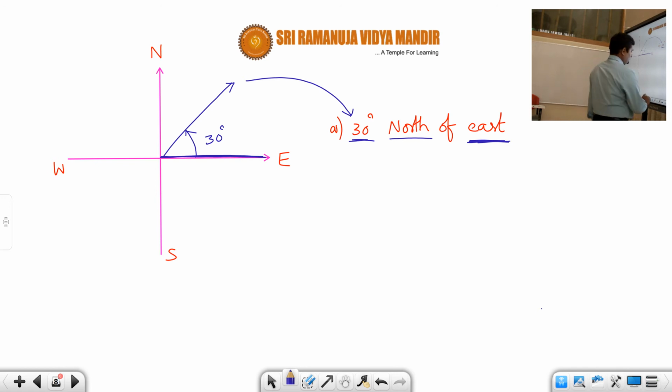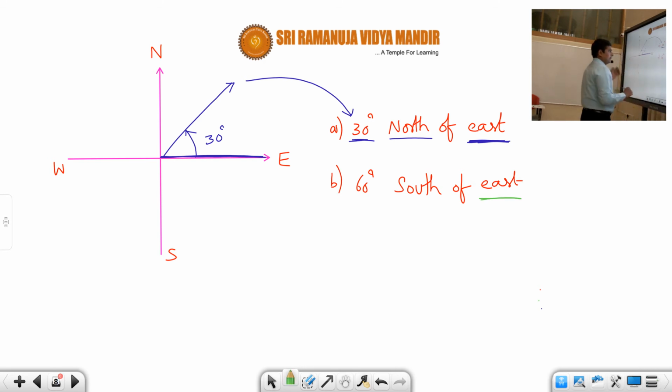This vector is 30 degrees north of east, students. For example, let us say they say 60 degrees south of east. Then what do you have to do, students? First we have to see east and 60 degrees to south. From east, first always you should see the last direction, east. So start from east and measure how much angle, students? 60 degrees towards south, because it is south of east. So this vector is this one, south of east.